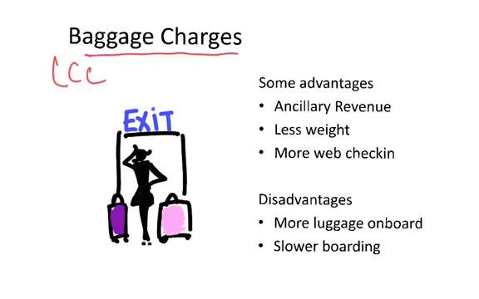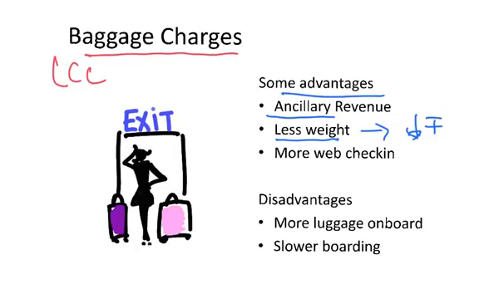So what are the advantages? Well, by doing that, they are generating some more revenue, which we call ancillary revenue. Normally we call it ticket revenue, and ancillary revenue is any revenue coming from sources other than the ticket. I also have less weight on the aircraft, which has an implication of less fuel consumption.